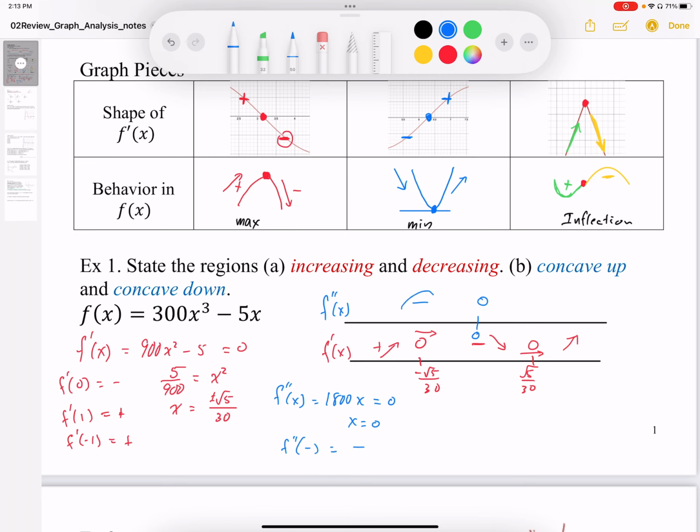So we know that we have negative concavity here, and we can see that based on our slope chart, that's also true. And then f double prime of any positive number is going to give us positive concavity. And again, from our slope chart, we can see that that's also true. They are consistent with that. And because we have a change in concavity, we can see that there is an inflection point at x equals 0.